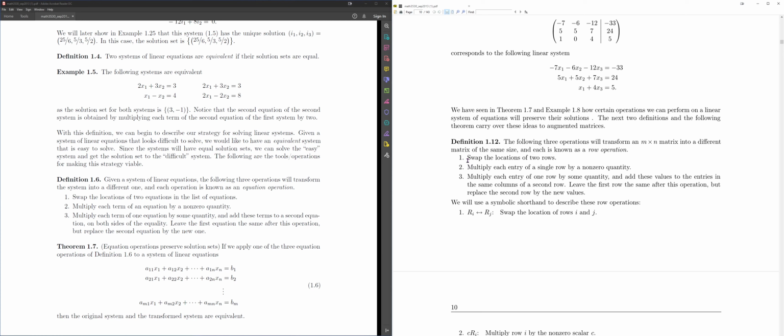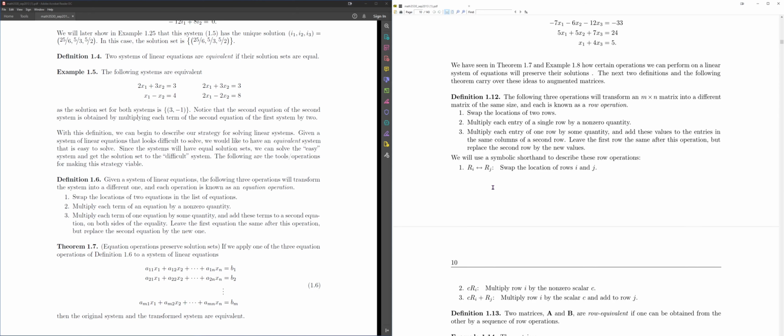So the row operations that we have: you can swap the location of 2 rows, and that corresponds to swapping 2 equations. You could multiply each entry of the row by a non-zero scalar, and that corresponds to number 2 over here, where you multiply each term in an equation by a non-zero quantity. And this third one, adding a multiple of one equation to a second equation, corresponds to adding a multiple of one row to another row.